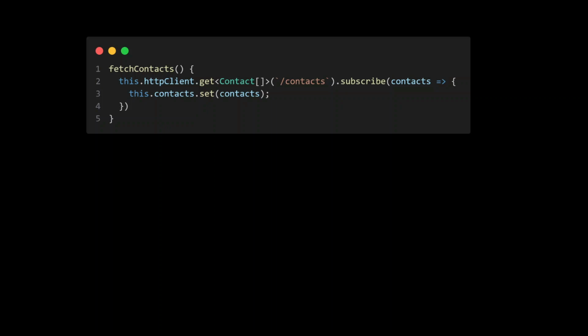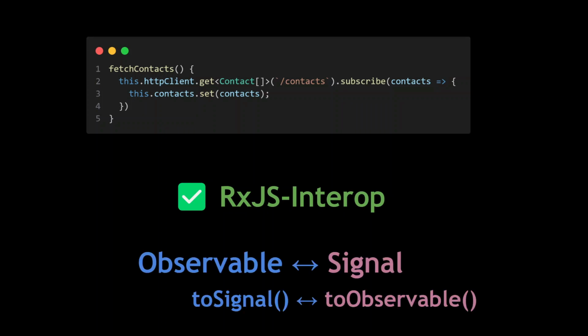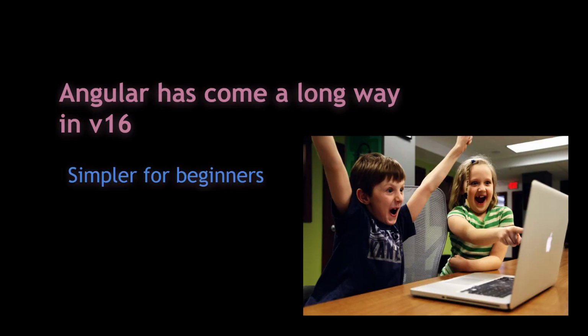But Angular has also provided an RxJS interop package. Now released in version 16, this provides functions like toSignal and toObservable. They're meant to convert an observable to a signal and vice versa. But that is perhaps a topic of another video. For now, I can just relish the fact that Angular has come a long way with the version release and things are getting more and more simple for new developers. Yay! I hope you found it a bit useful.